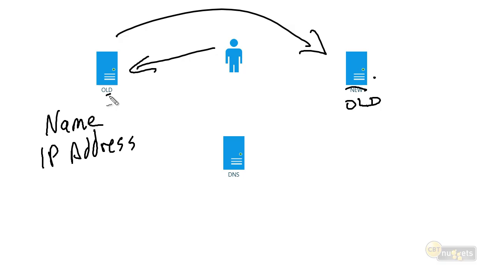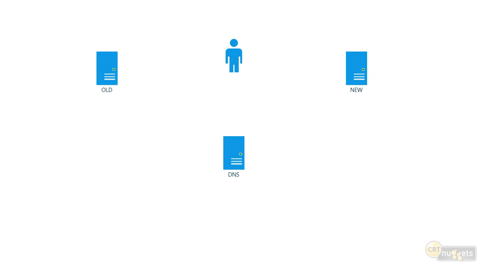If your users, and this isn't likely, or applications, that's more likely, are using an IP address to access their services, well, that's easy. Once you take this one offline, you just change the IP address on the new server to match what the old one was using, and everything's fine. So IP addresses are easy to deal with. Names aren't difficult to deal with.